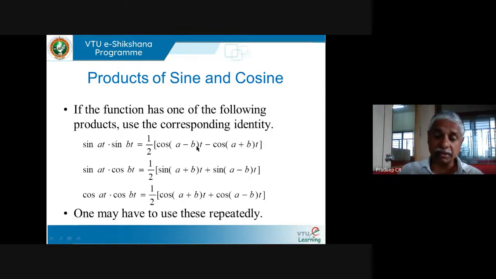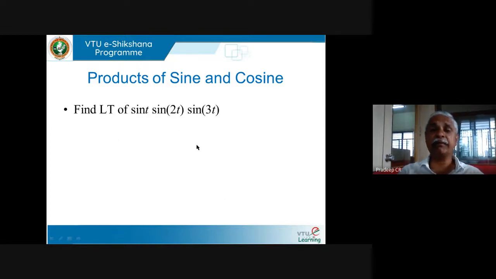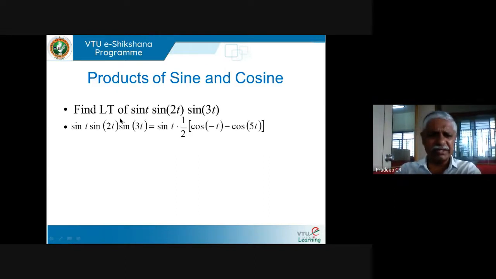How? What does that mean? This is an eternal favorite with VTU examiners. Find the Laplace transform of sin t into sin 2t into sin 3t. Now there are three things. How do I do it? Don't worry, it's very easy. You first take only two of these, keep the other as it is. Sin t, I'll keep. Sin 2t into sin 3t is cos of 2t minus 3t minus cos of 2t plus 3t. So that's what this is.